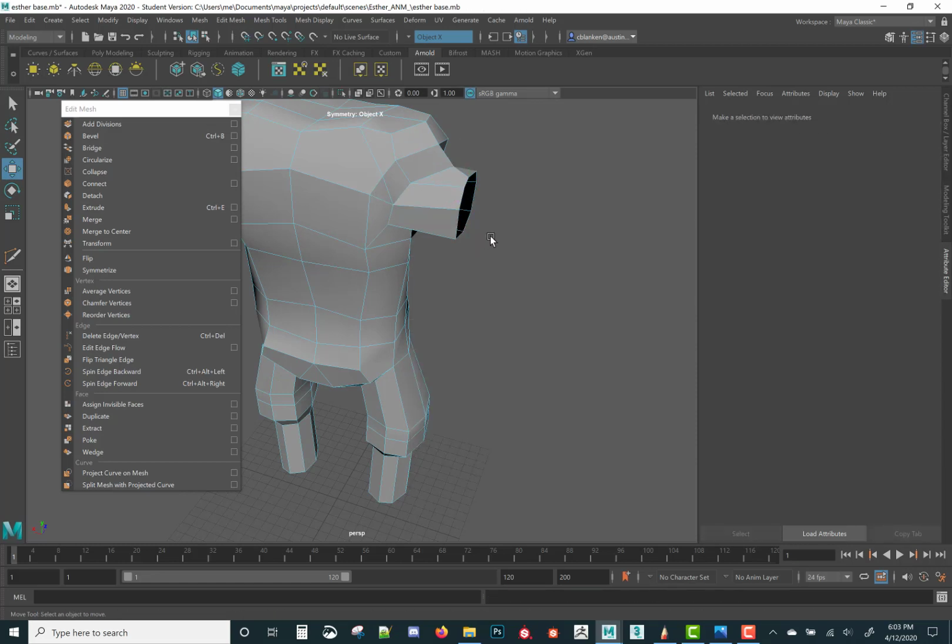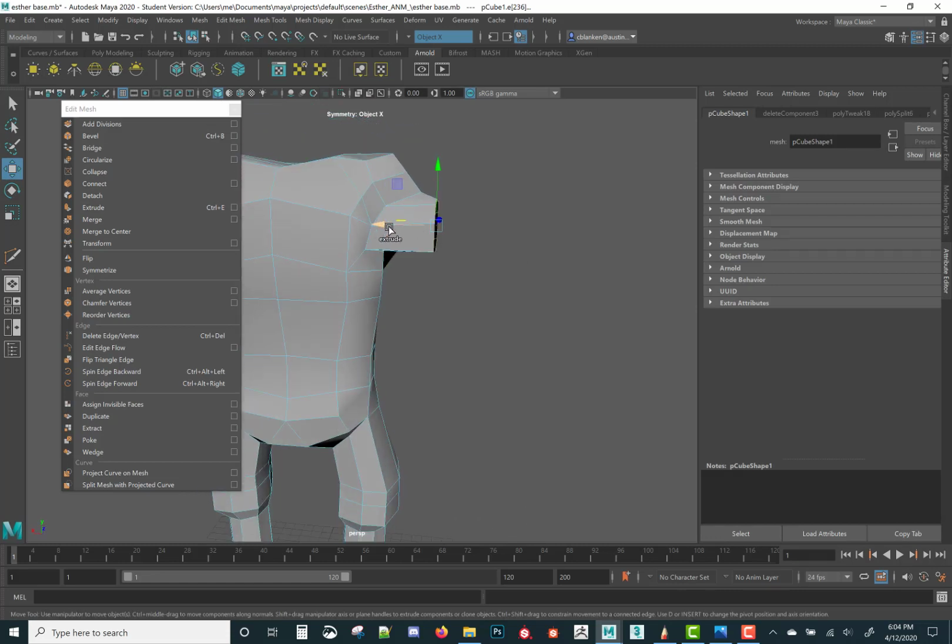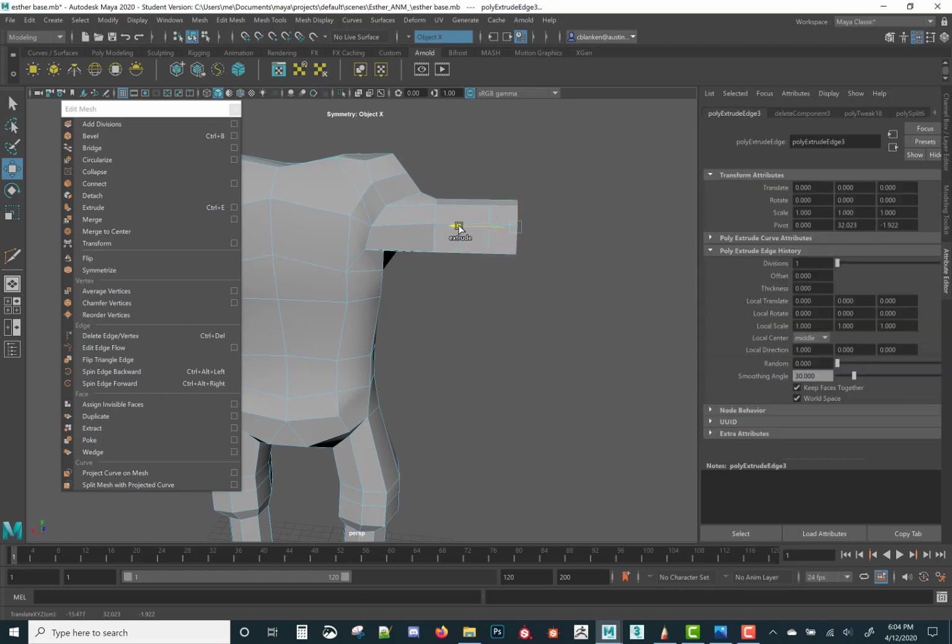All right, so hold shift, and we'll start thinking about the forearm, I mean the upper arm right there, so that's the middle of the bicep. Start getting into the elbow.